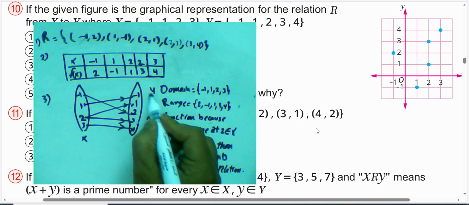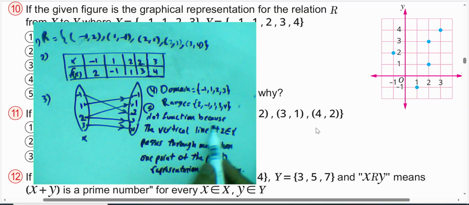Question number 5: not a function because the vertical line at 2 pointing to x passes through more than one point of the points representing the relation. You can write the reason like this: not a function because the vertical line passes through 2 points at x equal 2. The vertical line at 2 passes through more than one point of the points representing the relation.